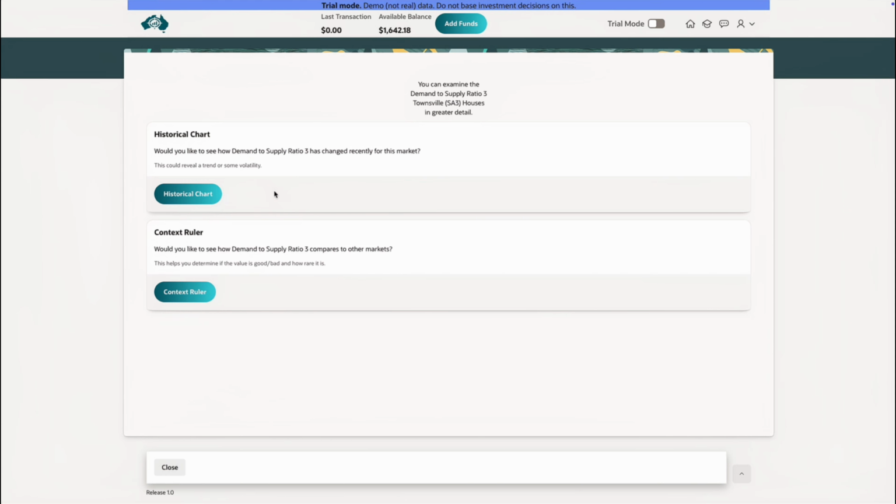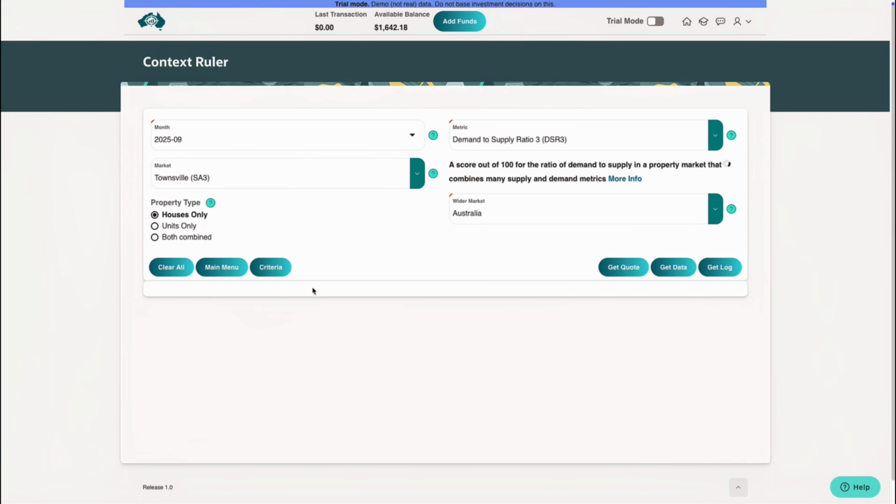It shows at the top the market's name and the metric's name. Then there's a list of navigation options, and one of these is Context Ruler. If you click Context Ruler, the page changes to the Context Ruler page, and the market and metric you selected are defaulted for you. To view a context ruler for this metric and place this market in context to the default wider market, simply click Get Data.